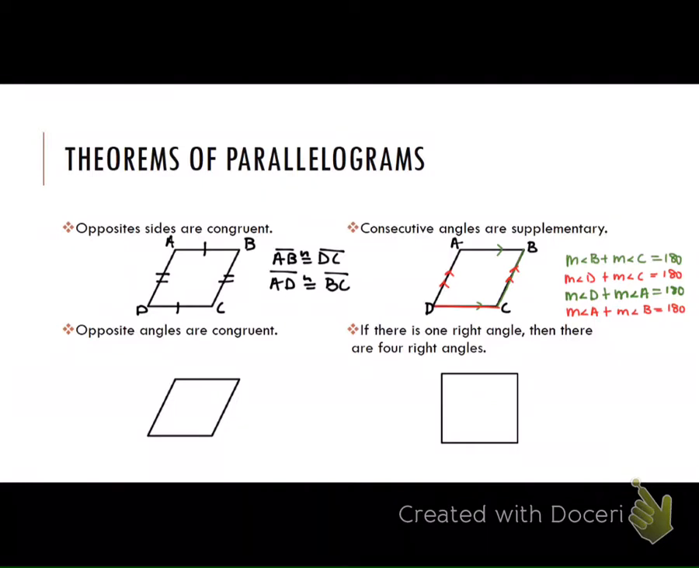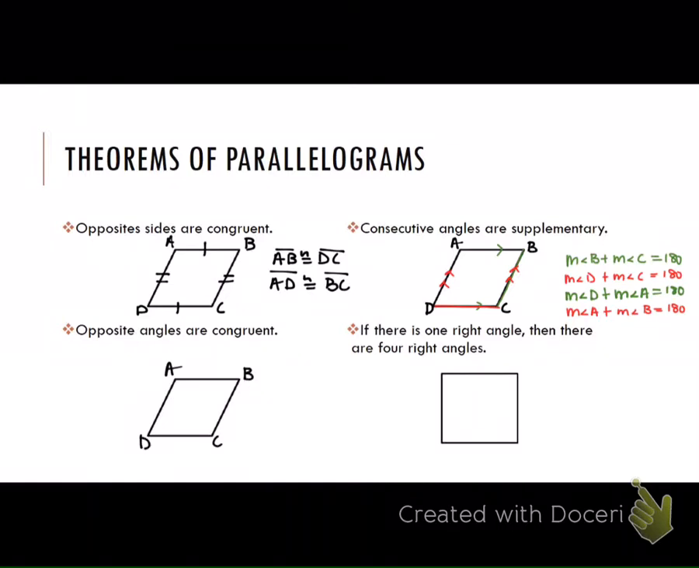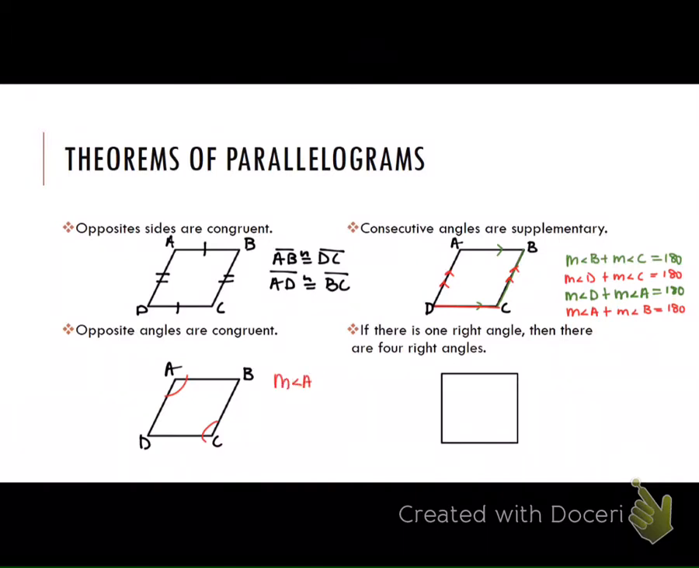The next thing we know is that opposite angles are congruent. So angles across from each other are congruent. So angle A is congruent to angle C. And angle B is congruent to angle D.